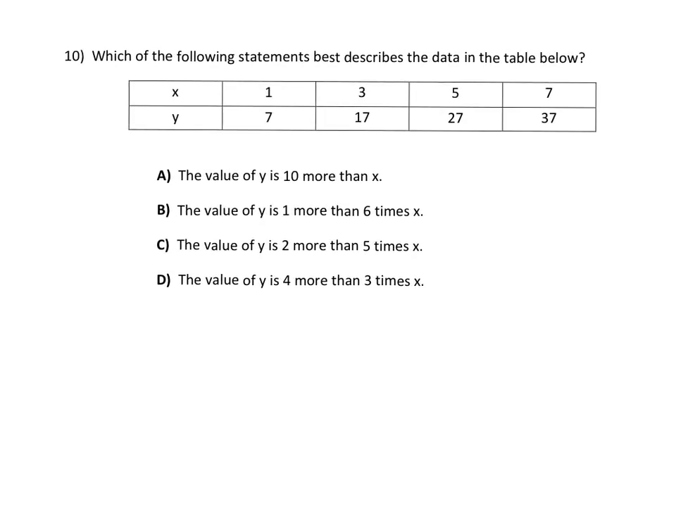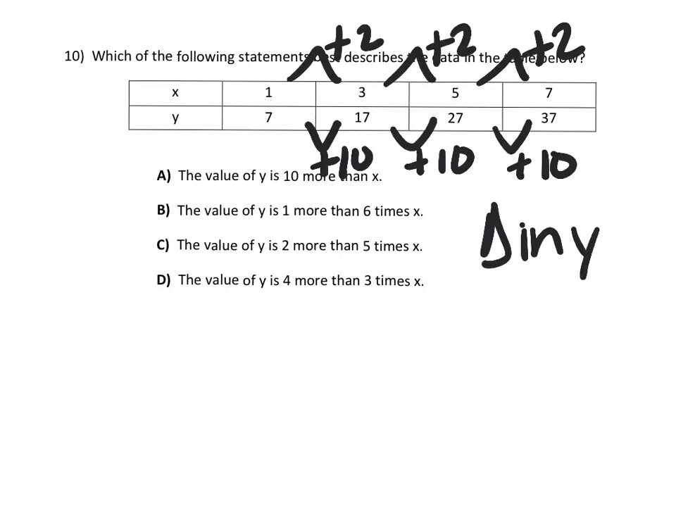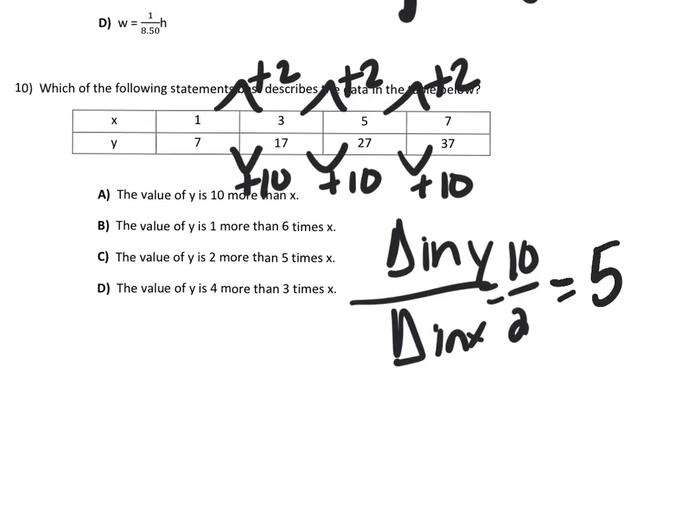Which of the following statements best describes the data in the table below? Oh, look, guys. Change in Y over change in X is 10 over 2, which reduces to what? 5, right? Okay, so let's go with the words. The value of Y is 10 more than X. Is it 10 more than X? Mm-mm. The value of Y is 1 more than 6 times X.